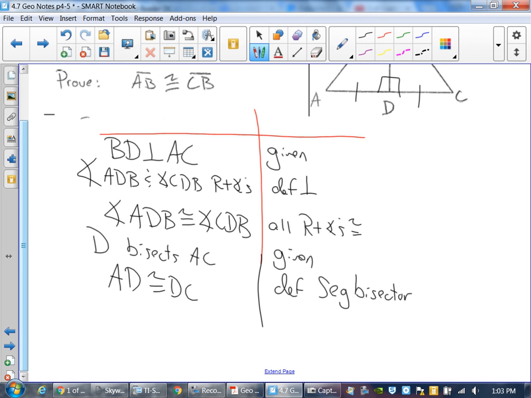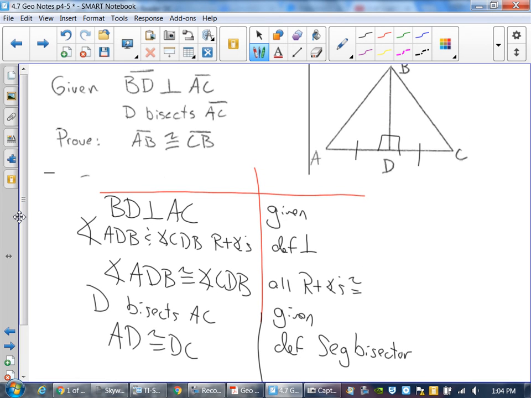That's basically everything out of your progression sheet, those first 5 steps, which means you have to come up with one thing on your own. What do you think it is? Reflexive.